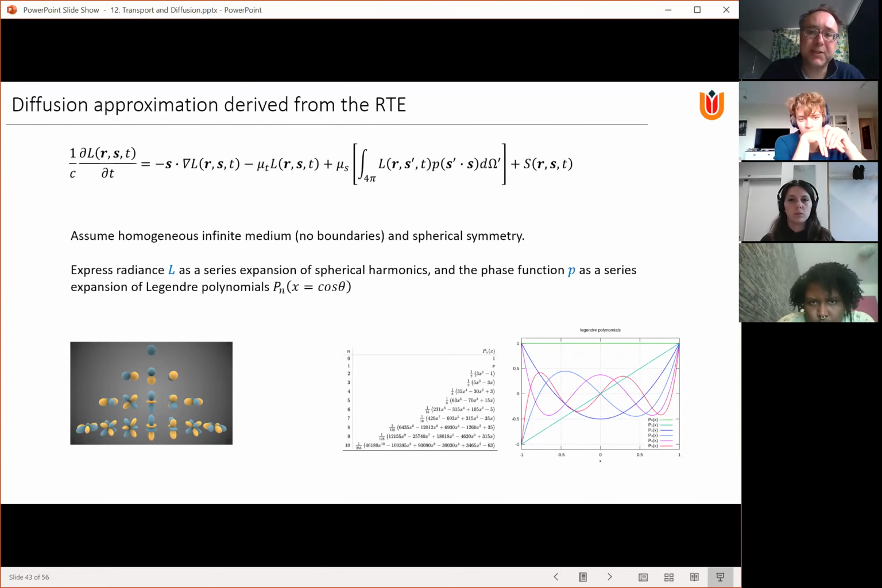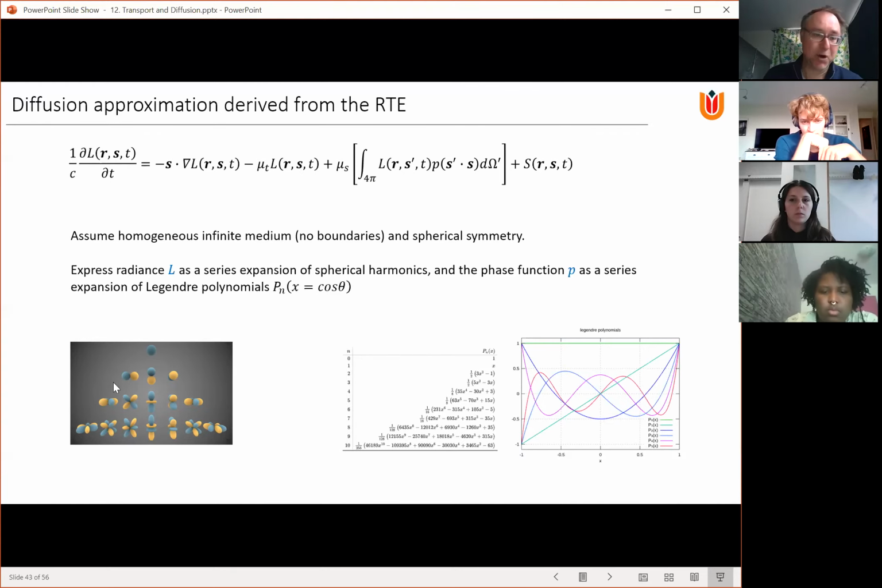So we can switch to a spherical coordinate system, and then try to make a series expansion in that coordinate system of the terms in here. That means that the radiance is expressed as a series expansion of spherical harmonics, and the phase function, which is just a flat function, as an expansion of Legendre polynomials. These are all functions that keep that symmetry. So it's basically just like making a Taylor expansion, but now you do it in spherical coordinates.